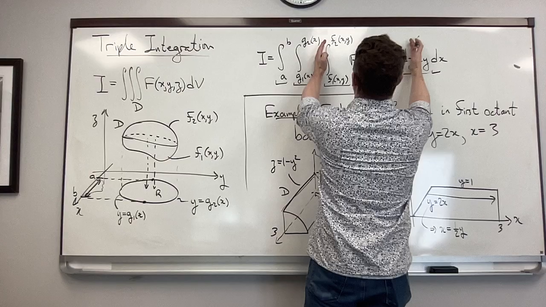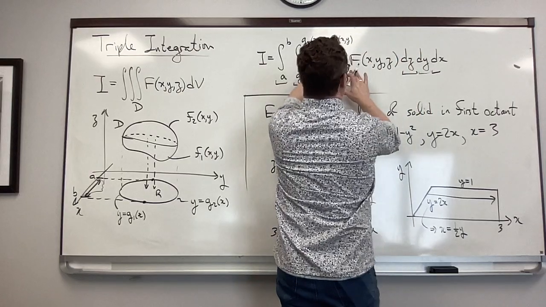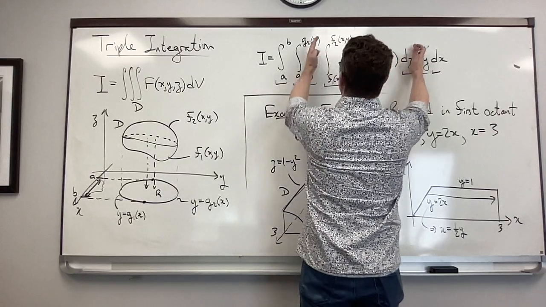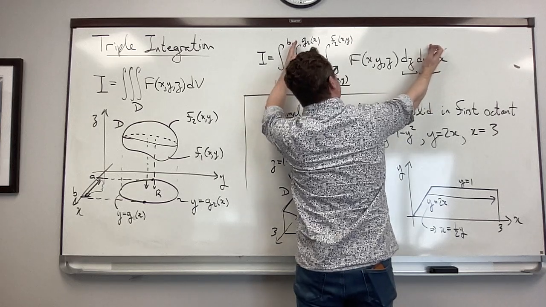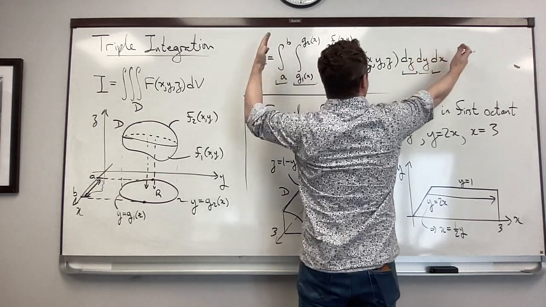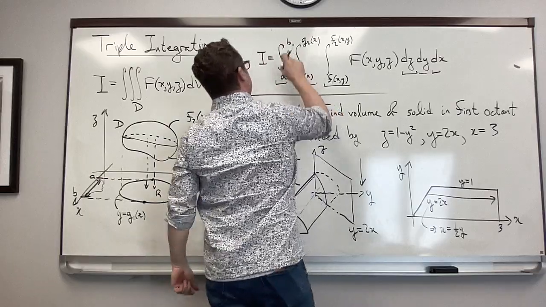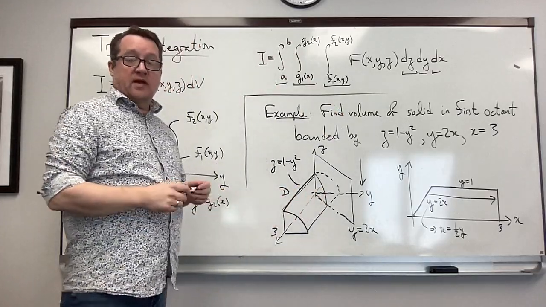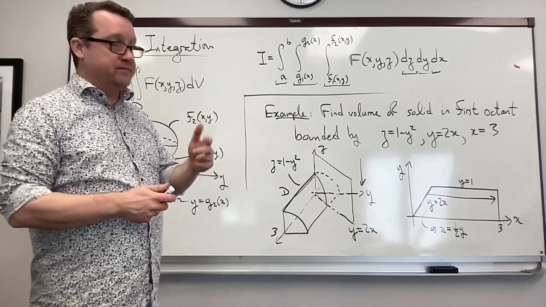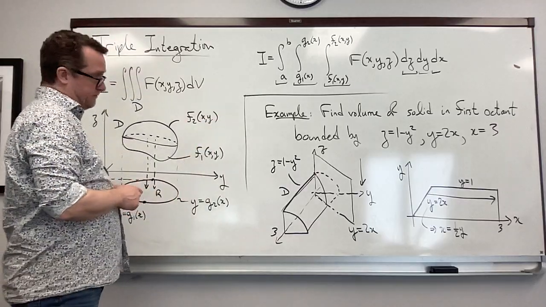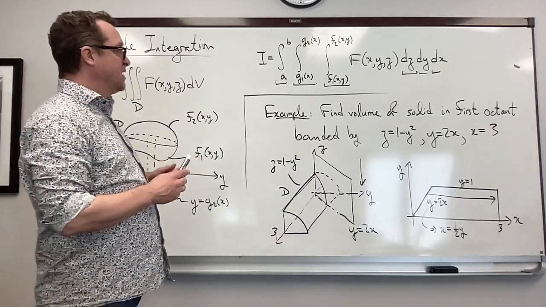This integral is iterated. When we're done, the z's will be gone, and we have a function of x and y. Then we do this one. We integrate out y. When we're done, we'll have only a function of x. And then that function of x is integrated as a definite integral between a and b, and we end up with a number. When we're done, no x's, no y's, no z's. Okay, I get it. So let's do a simple example.